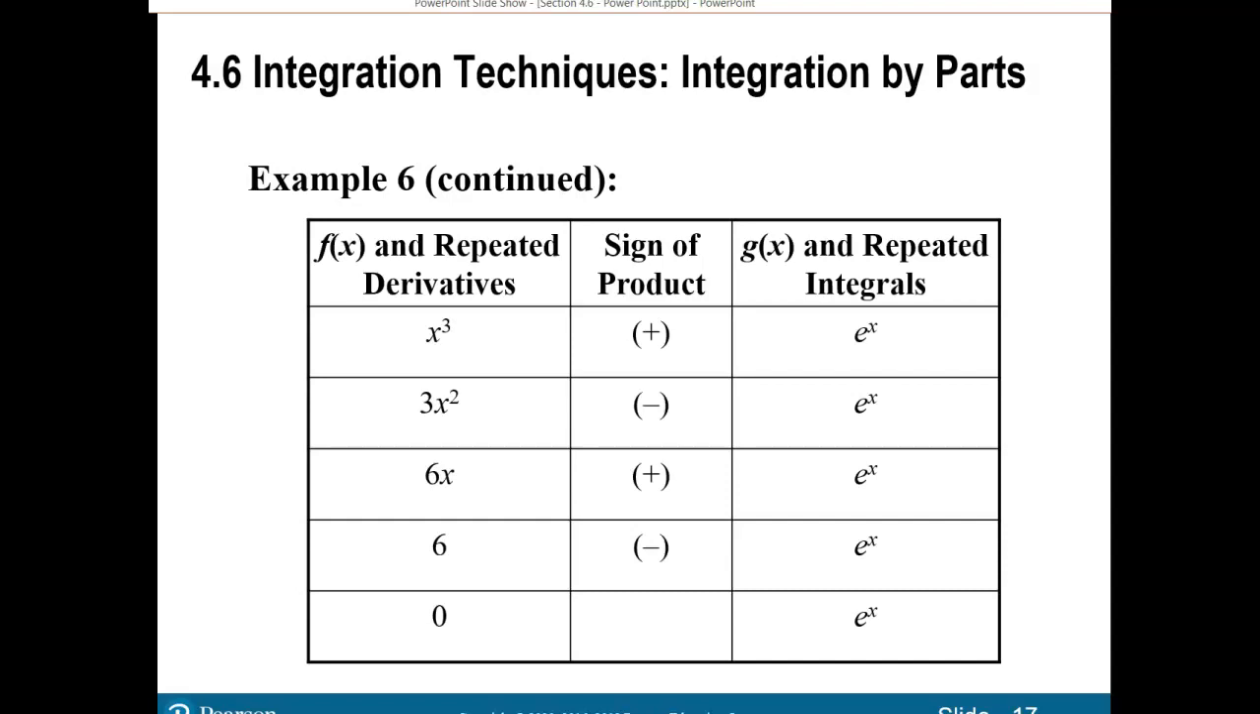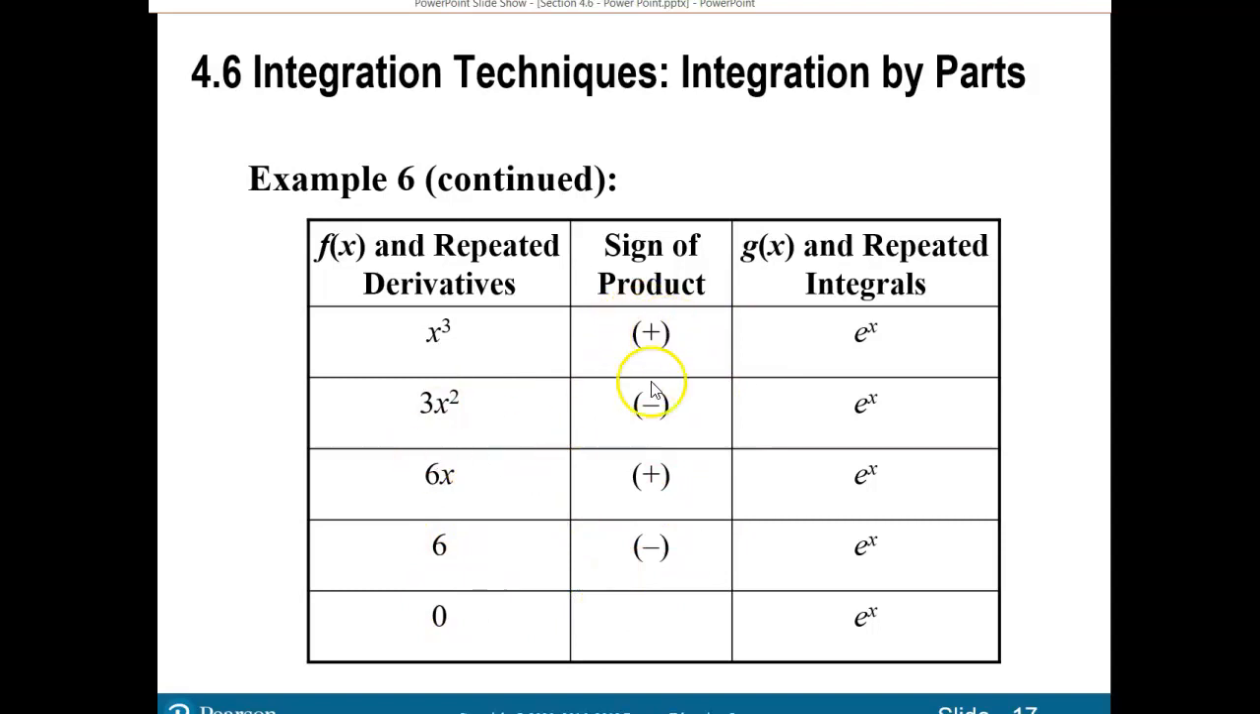You take your x to the power, in our case it was x cubed, and you differentiate it as many times as it takes to get 0. If you had a positive power of x here, eventually you're going to get it down to a power of 0 if you keep taking derivatives. So the first derivative is 3x squared. Then this function's derivative is 6x. This function's derivative is 6. And then this function's derivative is 0. So that's how you know when to stop, when you get 0.